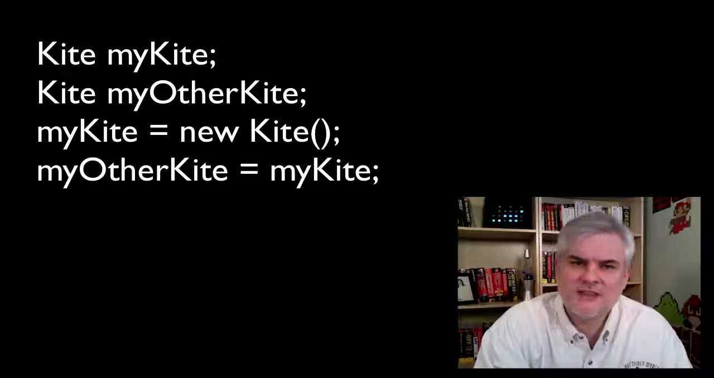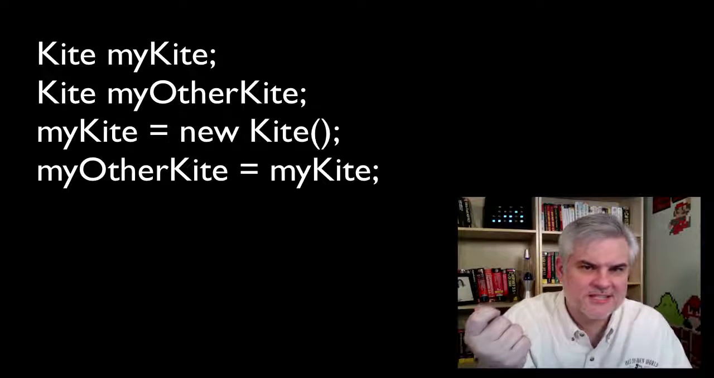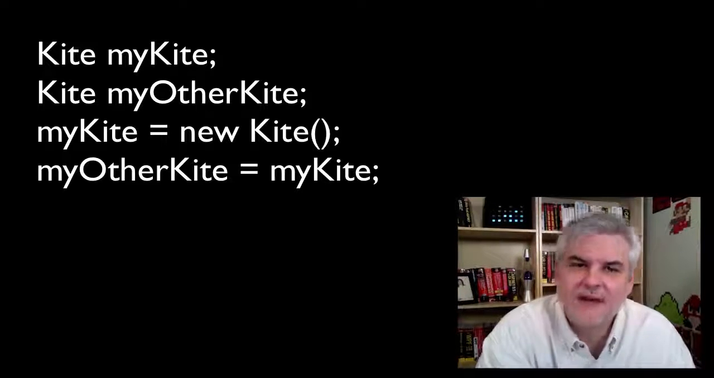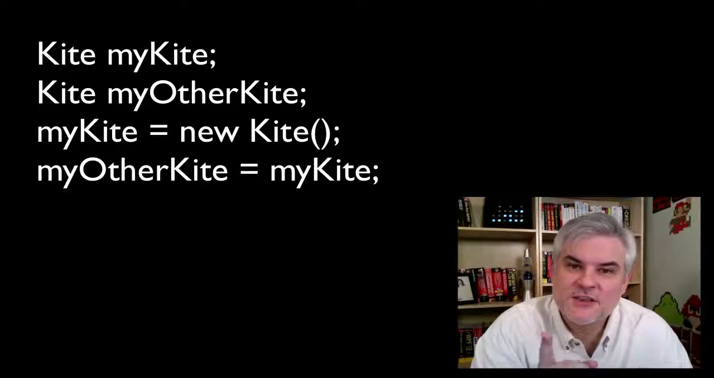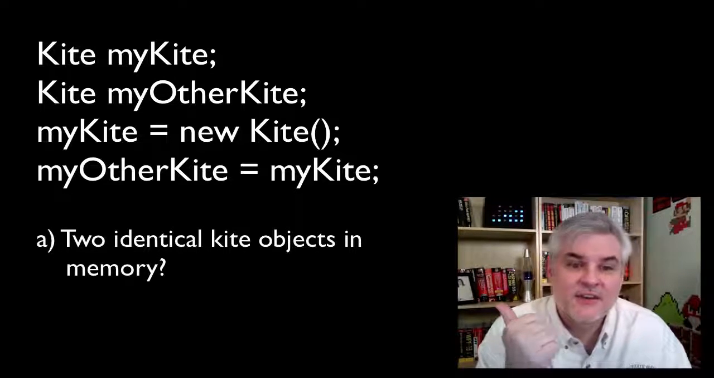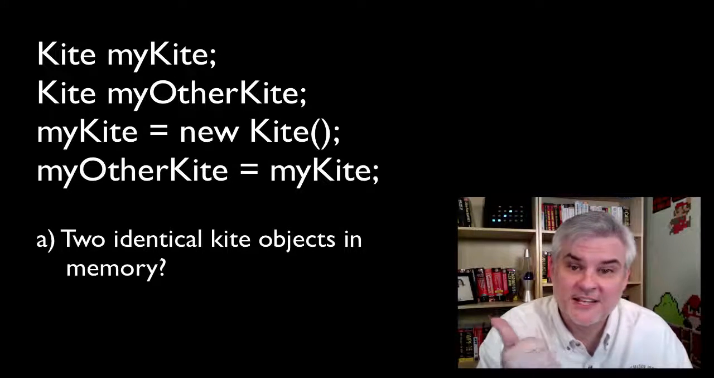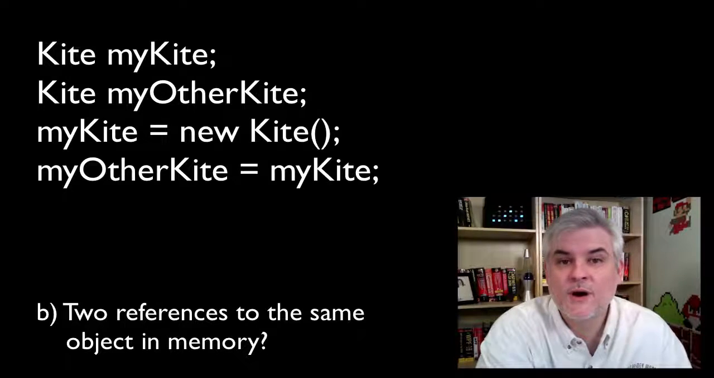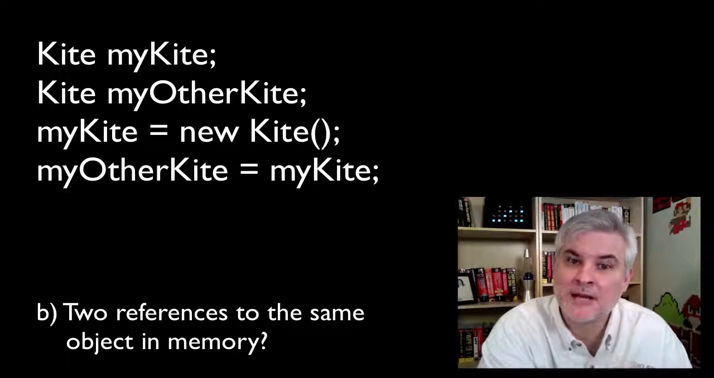I create a new instance of kite and tie one string to it. And then I reference that string, or that reference variable, and say, yeah, I want to reference the same thing. What do you think's happening? Here, let's play a little game. I'm going to give you two choices, okay? It's either one of these two. Is it A, there are two kite objects in memory now that are identical? Or is it B, that there are two reference variables that are pointing to the same kite object? If you answered B, you're correct. There are two reference variables that are pointing to the exact same object in memory.